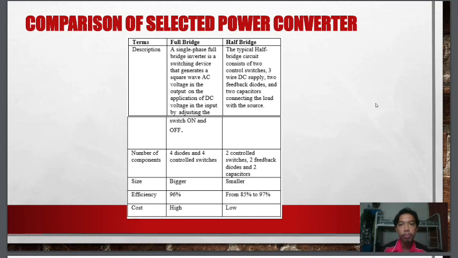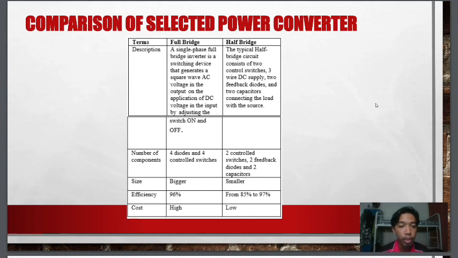Comparison of selected power converters. We have full bridge and half bridge. Full bridge description: a single phase full bridge inverter is a switching device that generates a square wave AC voltage. Half bridge: the typical half bridge circuit consists of 2 control switches, a 3 wire DC supply, 2 feedback diodes, and 2 capacitors. Number of components of full bridge: 4 diodes and 4 control switches. For half bridge: 2 control switches, 2 feedback diodes, and 2 capacitors.